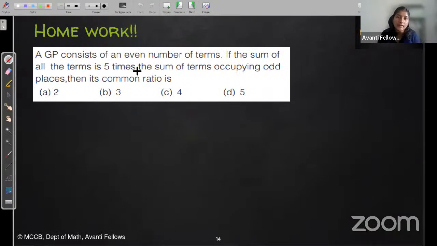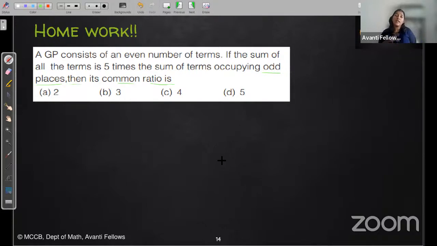Next is a question here. This is a homework question. Just try this at home and let me know the answer in the next class. It's Monday's class. So the question is: a geometric progression consists of an even number of terms. If the sum of all the terms is 5 times the sum of the terms occupying odd places, then its common ratio is.